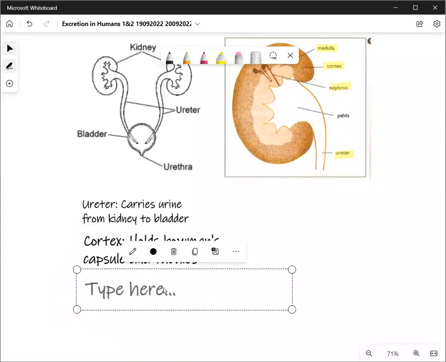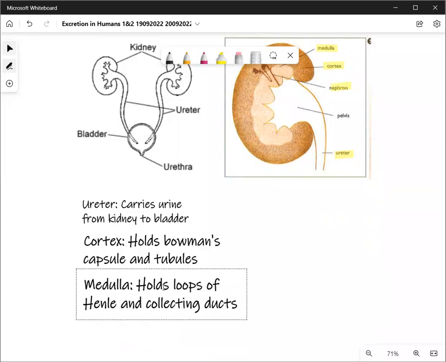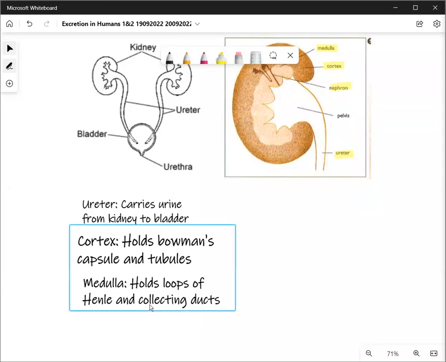Now, next up we have the medulla. What does the medulla do? It holds loops of Henle and collecting ducts. Now, these three things are the most important things. Done writing? Fine, that's good.